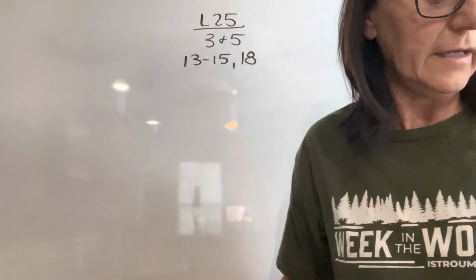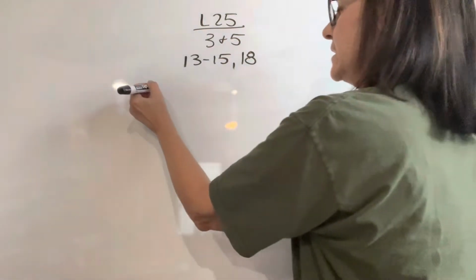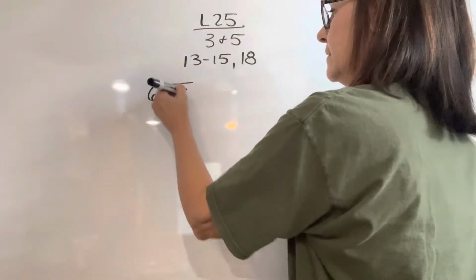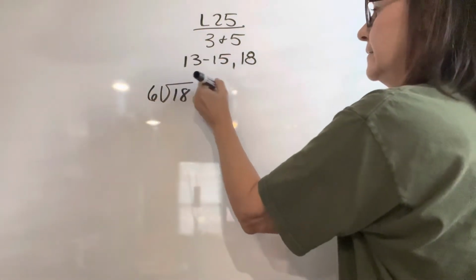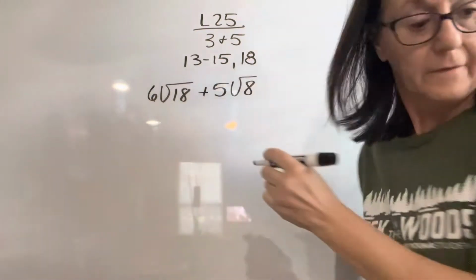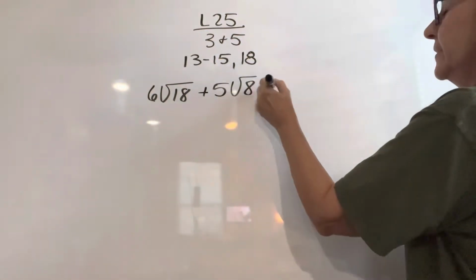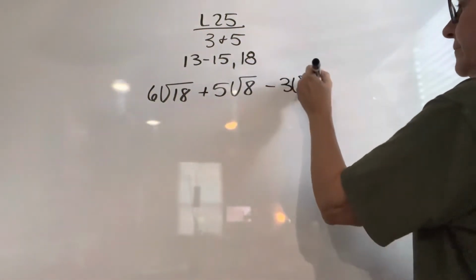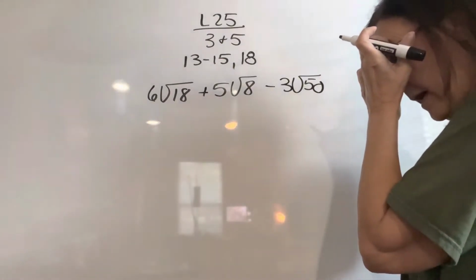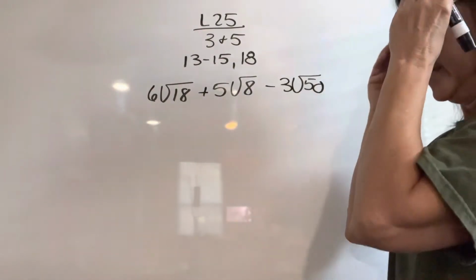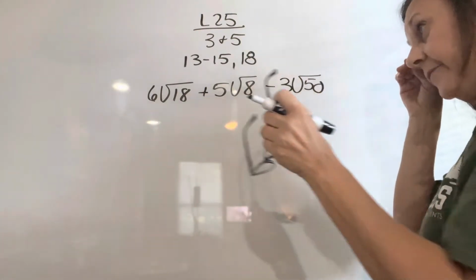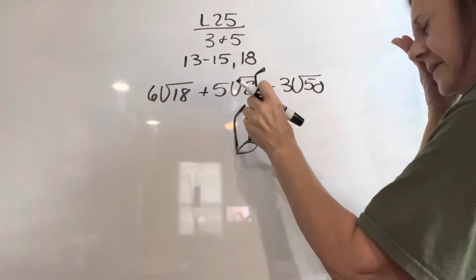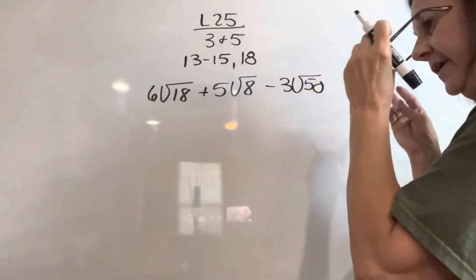Number 14 is 6 square root of 18 plus 5 square root of 8 minus 3 square root of 50. All right. I asked myself, are there any perfect squares, any radicals that I can simplify? And I can simplify all of them. I can simplify 18, 8, and 50.